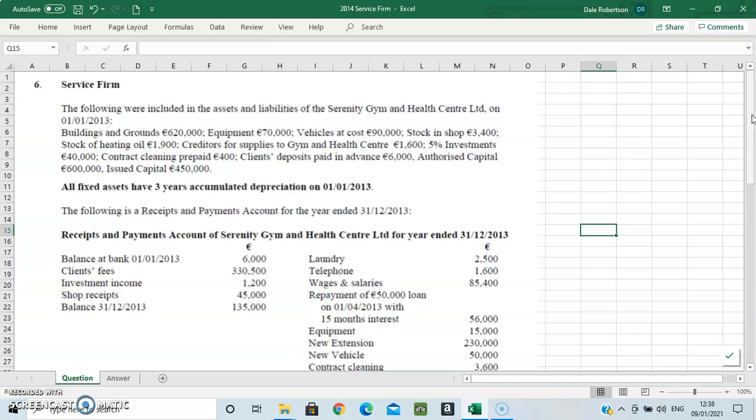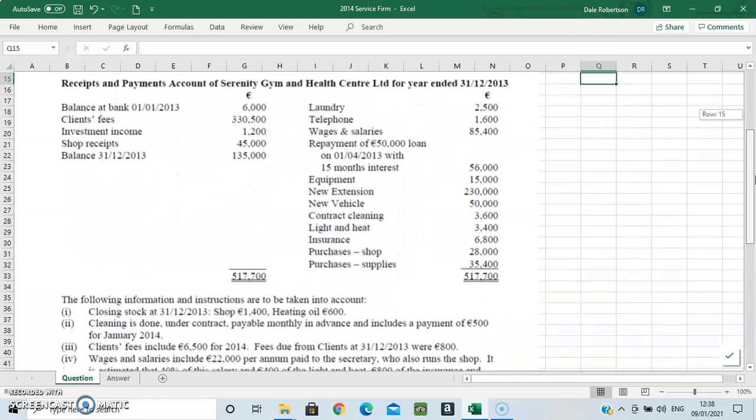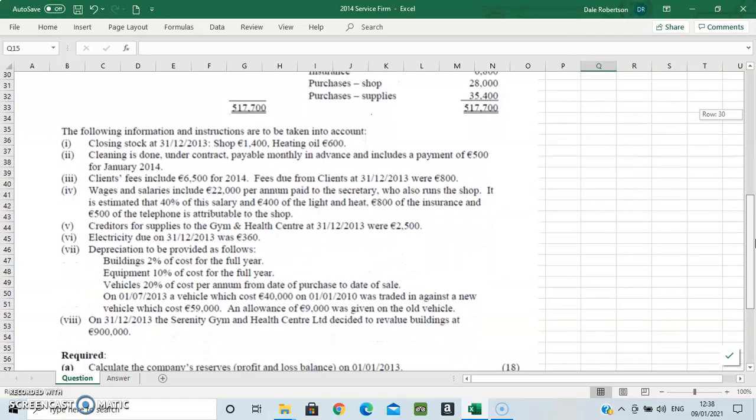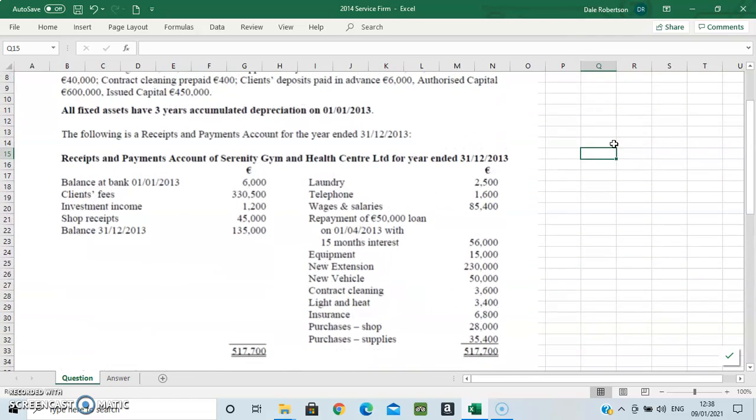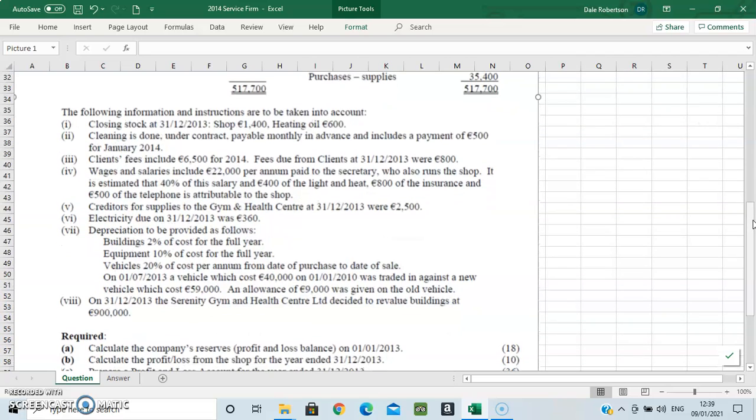The other challenging little working in here, everything else is as we've seen before perhaps, but when we get down to the depreciations, obviously you still have your 3 years accumulated depreciation at the start. That's a feature of all service firm account questions. But when you get down to the depreciation down here, it tells you about buildings of 2%, vehicles of 10%, equipment of 10%, vehicles of 20%.